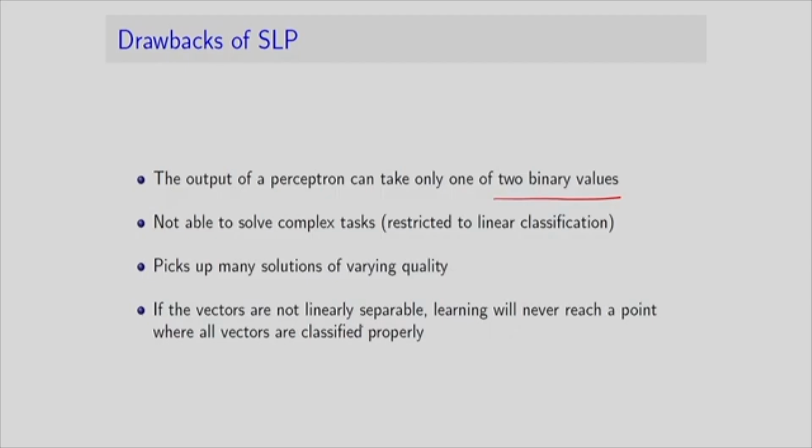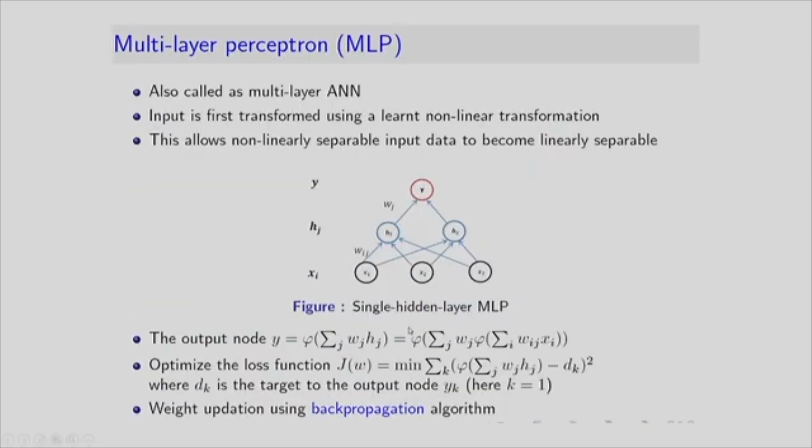If the vectors are not linearly separable, learning will never reach a point where all the vectors are correctly classified. So if the problem is not linearly separable, then this SLP cannot give good accuracy, and the problem is misclassification. If I consider a very complex problem, and the samples are not linearly separable, then I have to consider MLP, the multi-layer perceptron. So let us move to the next slide.